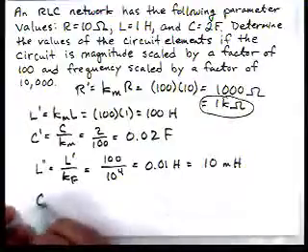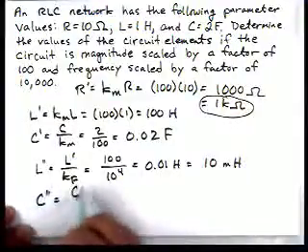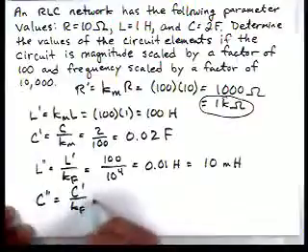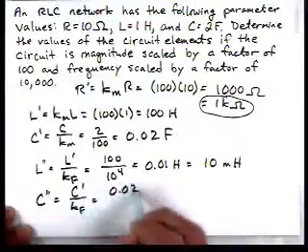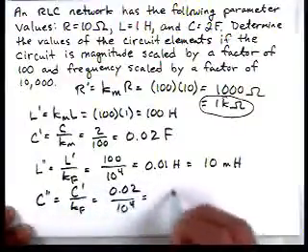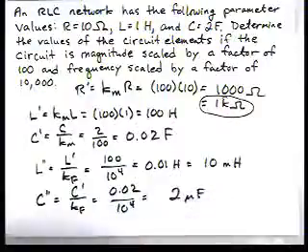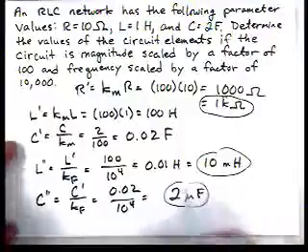And for the capacitance, we have C prime divided by K sub F. So then we have 0.02 divided by 10 to the 4th, and we get 2 microfarads. So here are our final values in red for the inductance and for the capacitance.